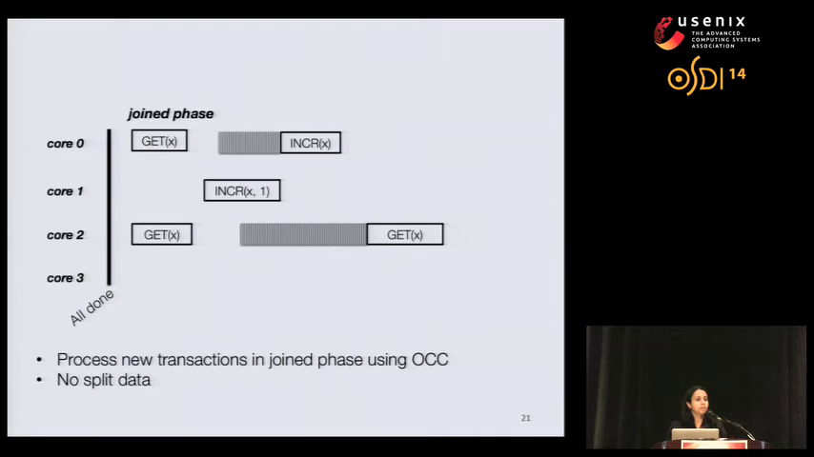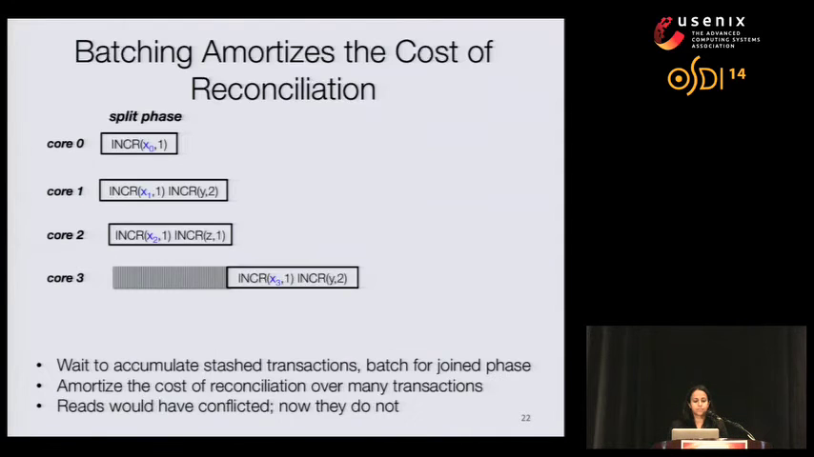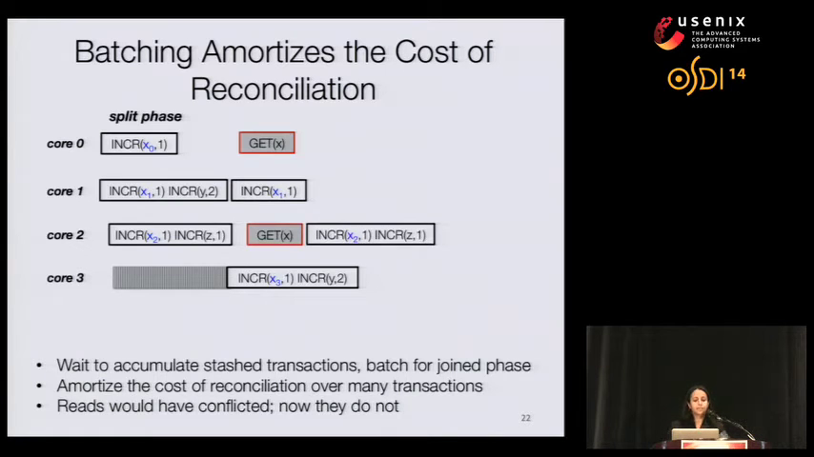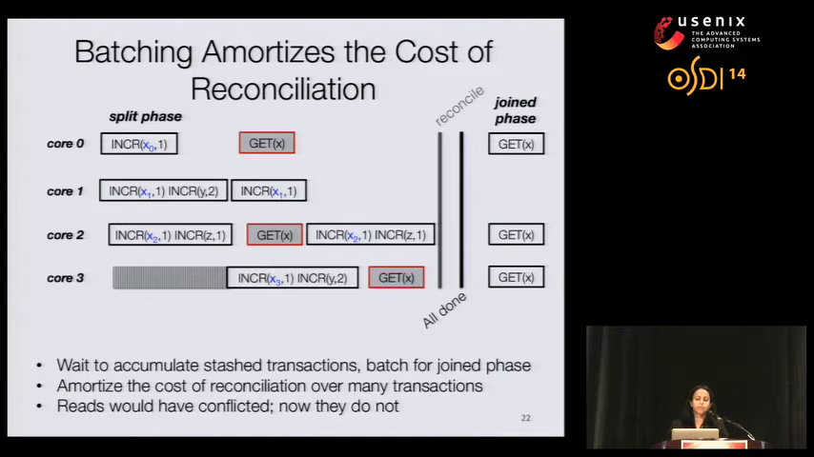Now, this actually turns out to be a very useful way to organize our transactions, because we can batch the work of many transactions across phases and reduce conflicts. So we actually execute many split transactions in the split phase, and we accumulate these stashed transactions to execute later. This amortizes the costs of reconciliation over all of the split transactions. We enter the joined phase, and then we execute all of those stashed transactions. And what's interesting to note here is that these get operations would have conflicted with the increments in the previous phase, but they actually don't conflict with each other here at all, so they can be done in parallel.